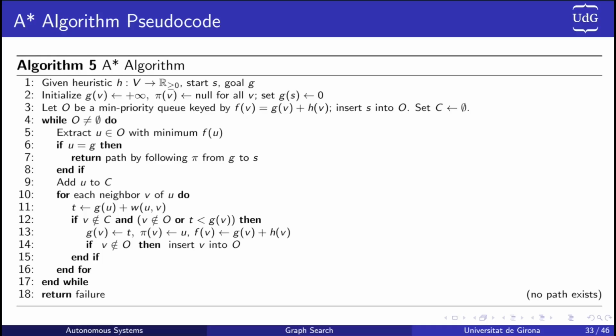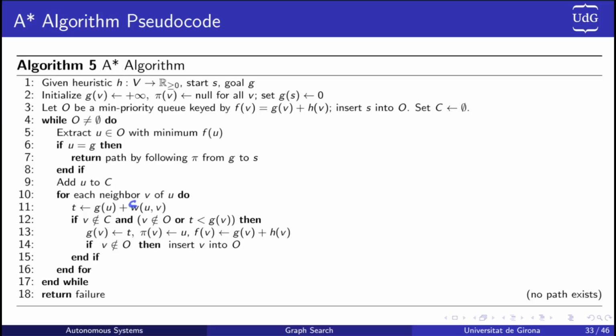Sorry, what is the w(u,v)? Which line? Line 11. Yeah, the w is what I told you. Sometimes I put w, sometimes I just put the cost. It's the cost from node u of reaching the neighbor v. It's the edge. Basically, w means the weight of the edge. And I think in some slides I put w and in some I put cost.